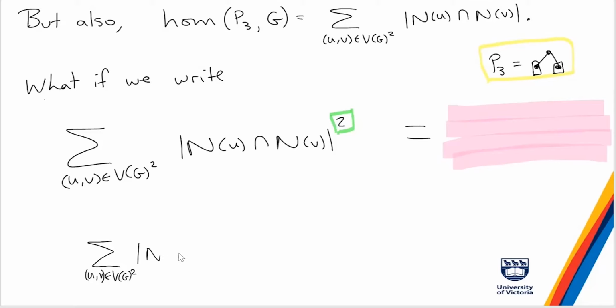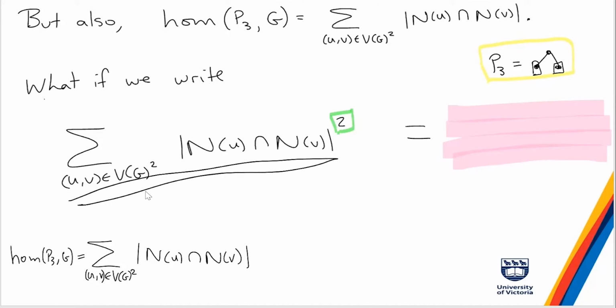And if I pick this, I look at how many common neighbors they have, that's also going to be a way to count P3s, or homomorphisms of P3. So I'm now wondering what happens if I choose a pair of vertices and I take the square of their common neighborhood. So it's kind of like choosing 2 things with replacement from their common neighborhood.